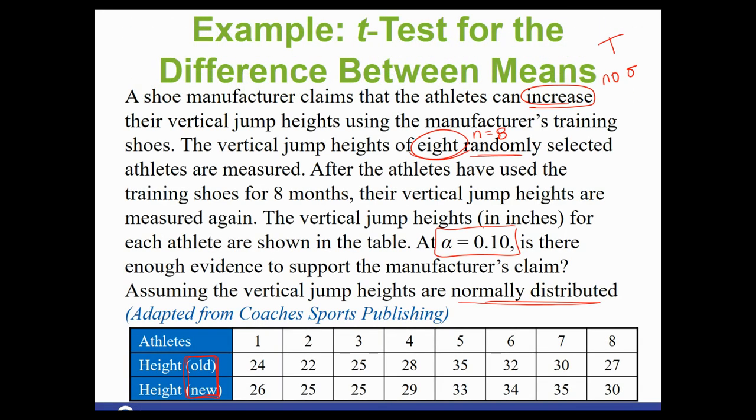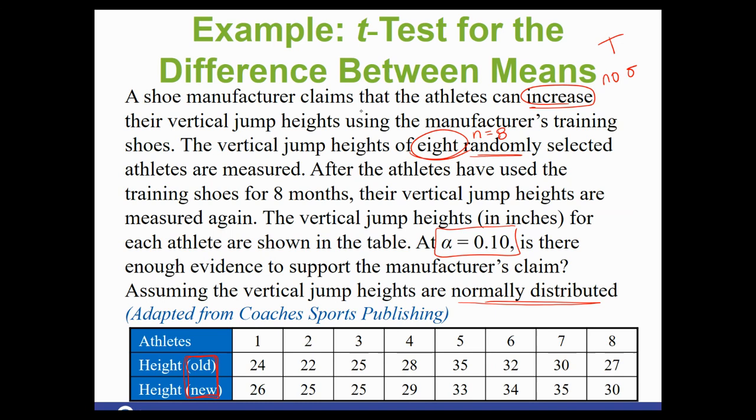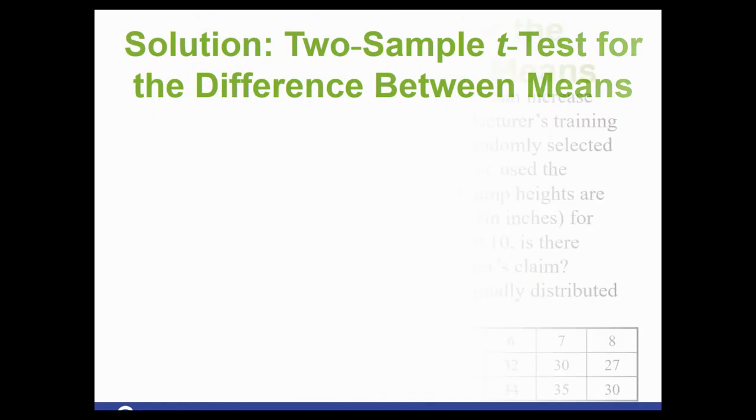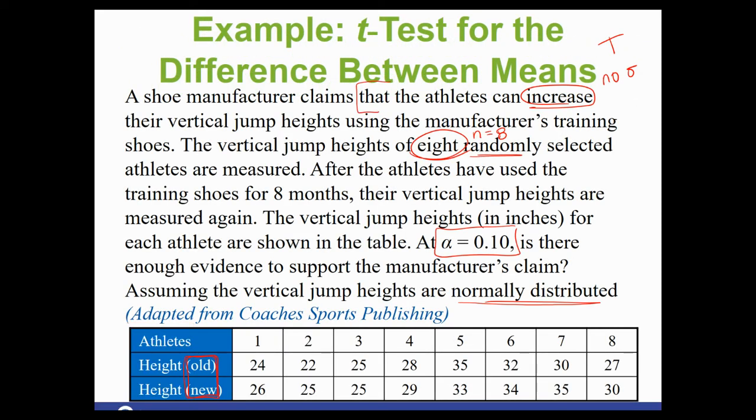Let's go back to the wording of our problem. They are claiming that the athletes can increase their vertical jump heights using the manufacturer's training shoes, all the way to the period. Again, that's showing what your inequality term is. So in this case, we are increasing and we're talking about the athletes' jump heights. It tells you the context of our problem here.